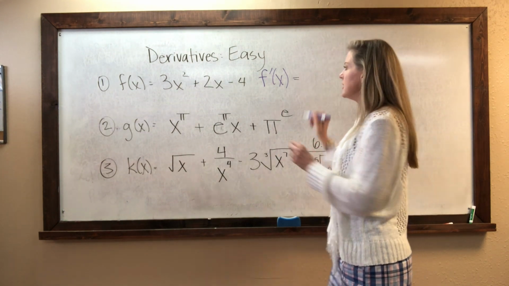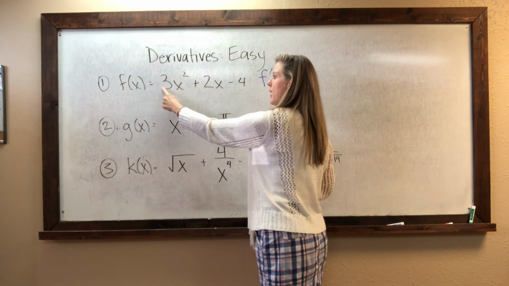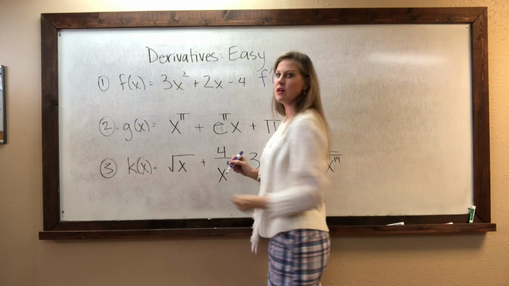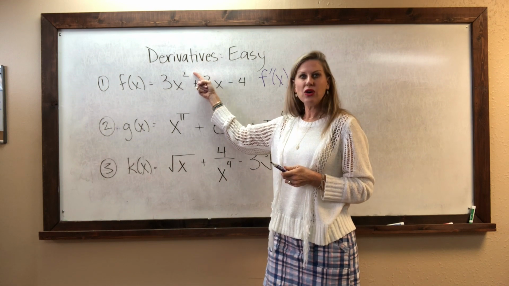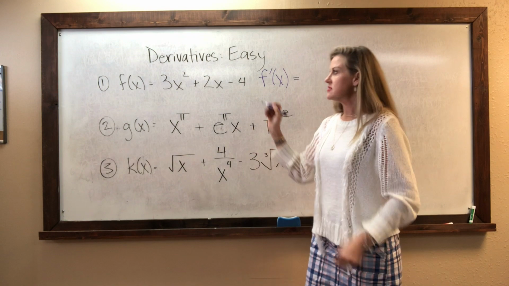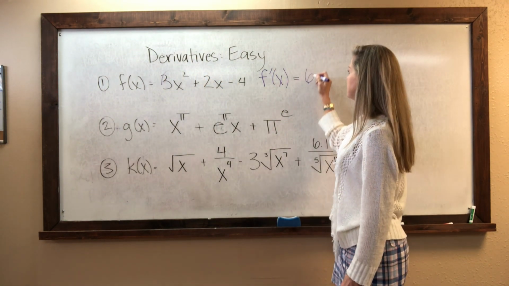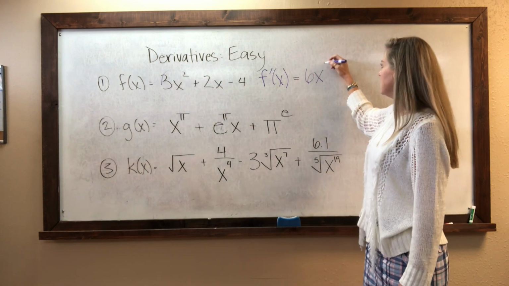So this exponent is going to drop down. I call it drop and flop. Drops down, multiplies by whoever's there, flops back 1 unit. You subtract 1. So the derivative of this, 2 times 3 is 6. 2 minus 1 is 1.